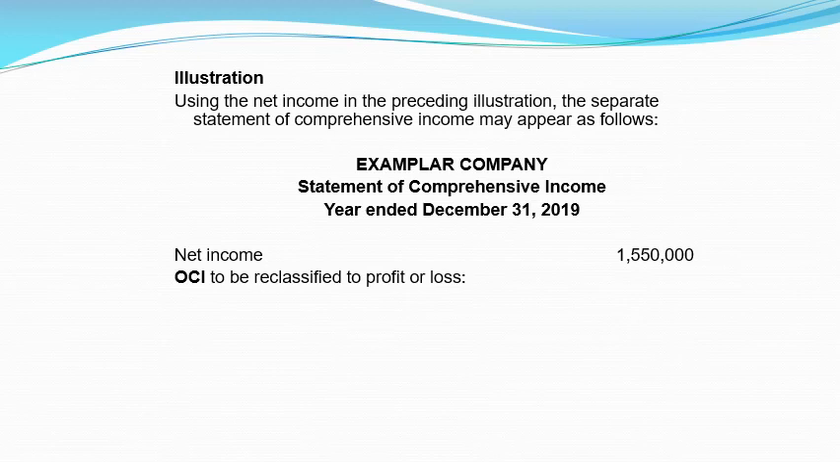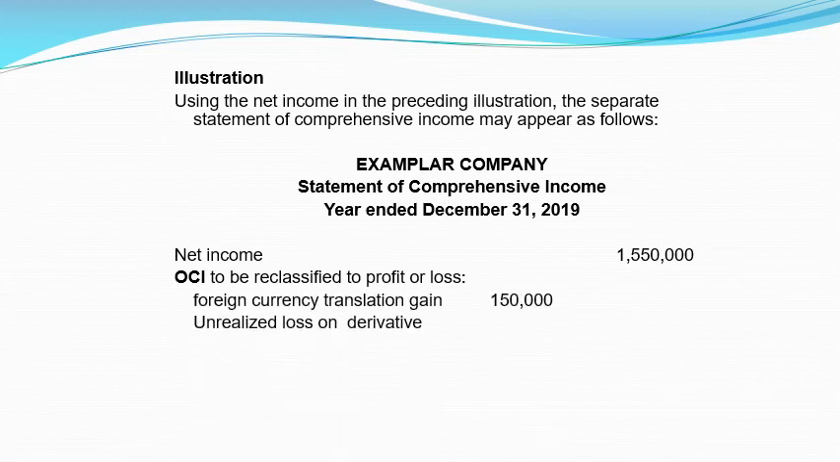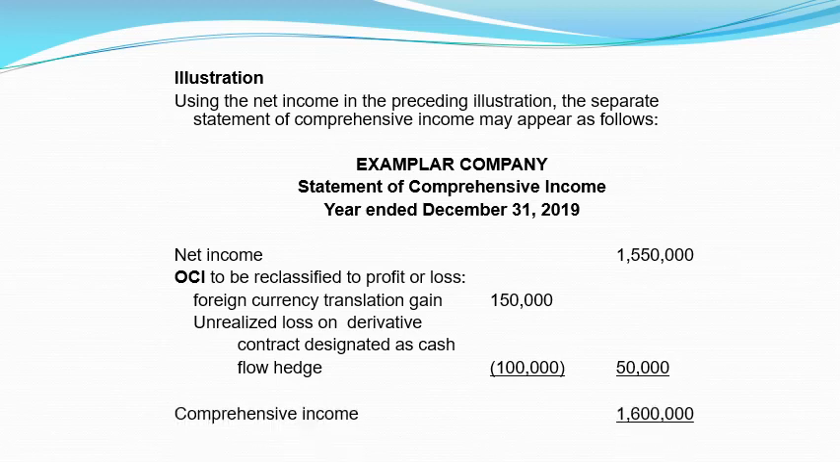So, i-add na lang natin yung other comprehensive income. So, add natin, 150, 100. So, example lang to ang mga illustration natin. Example lang. So, focus lang tayo dun sa presentation. Nakita nyo, 1,550,000 plus 15,000 pesos OCI. So, we have comprehensive income of 1.6 million pesos.